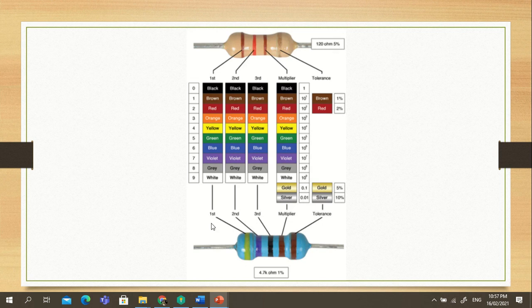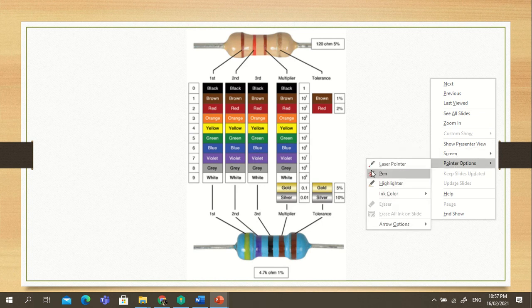Similarly for this one, the first color here is green. Is it green? I think this is yellow. Unfortunately, the color is not clear, but this is yellow, class. If this is yellow, it means 4, so we have number 4 here. Then this is violet. Violet means 7, so 47. It's something like this, class.